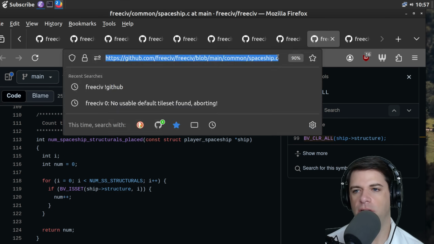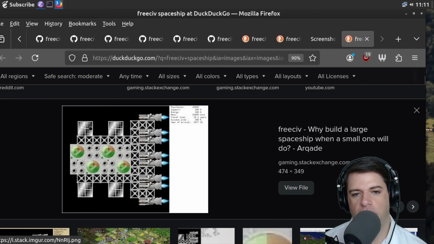Let's look at the header. So the spaceship looks like this. We have solar panels on the outside. These structural elements are these X's. And I'm not sure what these are. These are either habitations or life support, one of the two. And then the propulsion is on the right here.